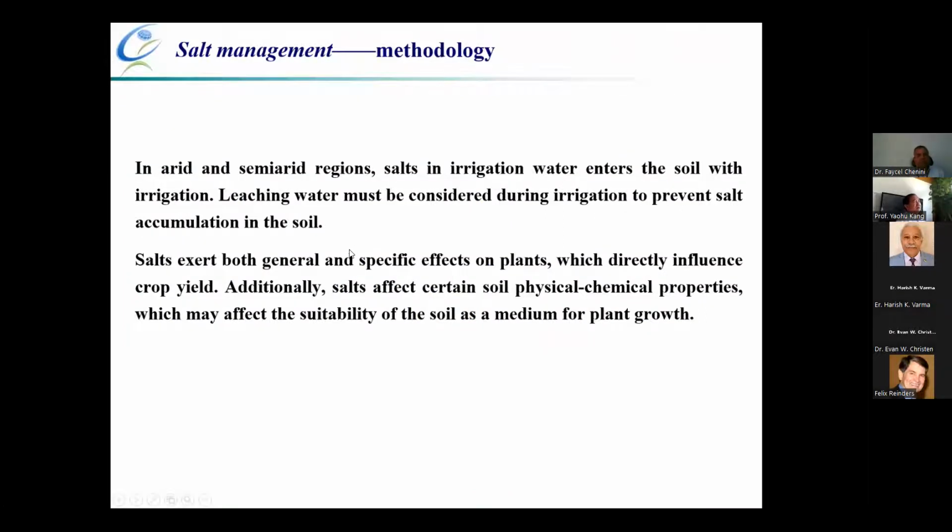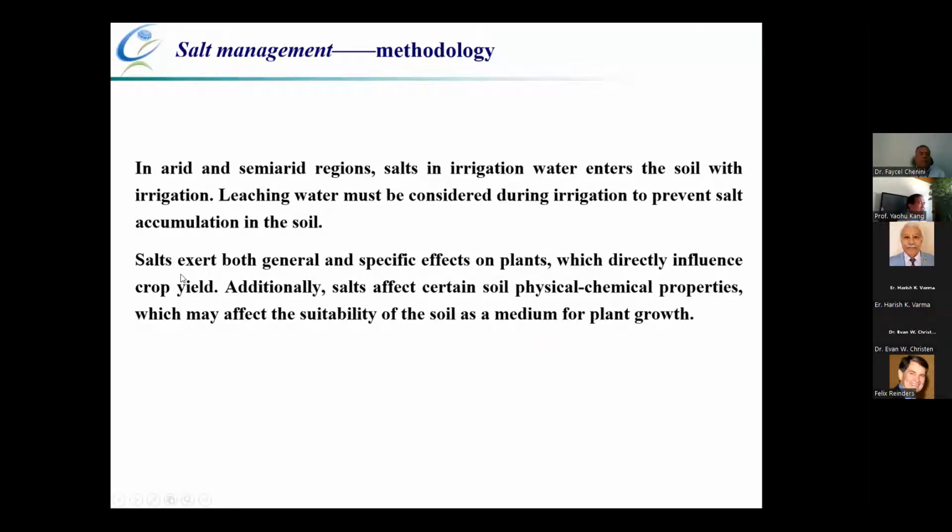So now I'm introducing the third management. First, I would like to introduce the methodology. That is our thinking. As we said, in arid and semi-arid regions, salt in irrigation water enters the soil with irrigation. Leaching water must be considered during irrigation to prevent salt accumulation in the soil.